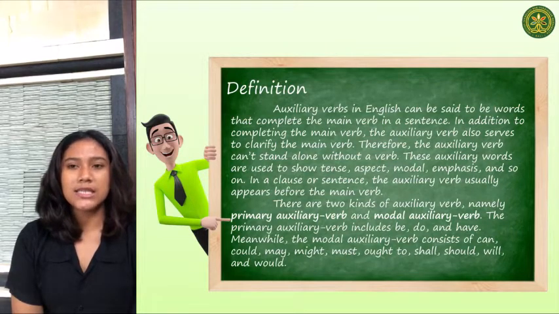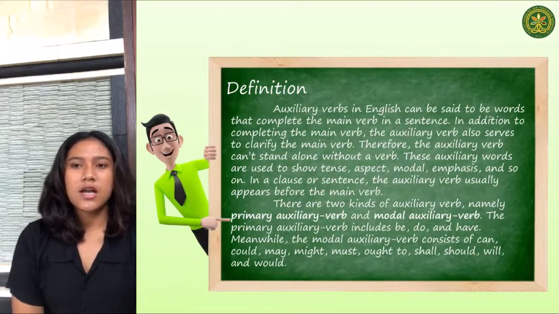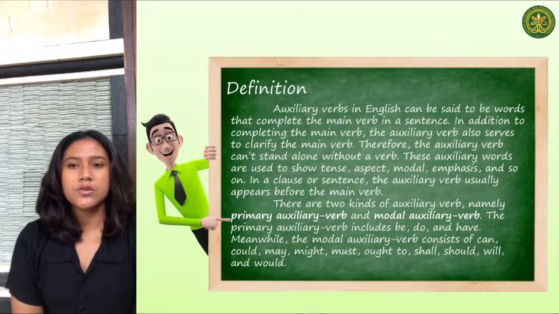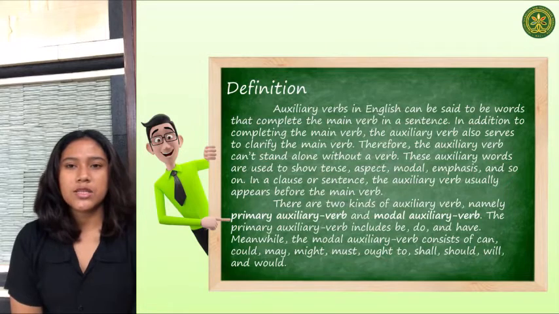Auxiliary verbs in English can be said to be words that complete the main verb in a sentence. In addition to completing the main verb, the auxiliary verb also serves to clarify the main verb. Therefore, the auxiliary verb cannot stand alone without the main verb. These auxiliary words are used to show tense, aspect, modal, emphasis, and so on. In a clause or sentence, the auxiliary verb usually appears before the main verb.